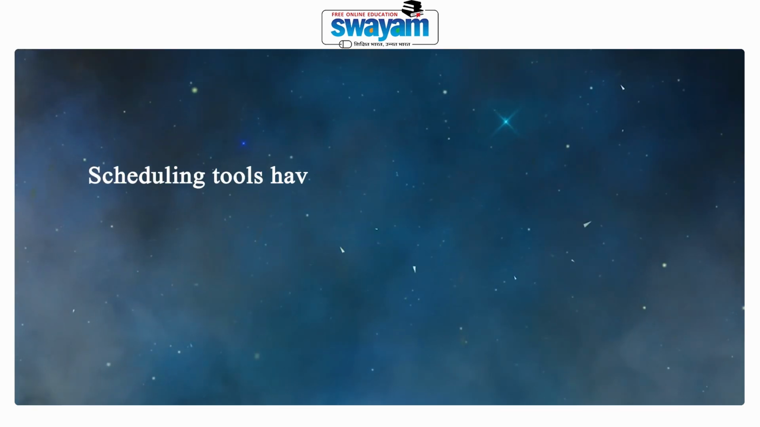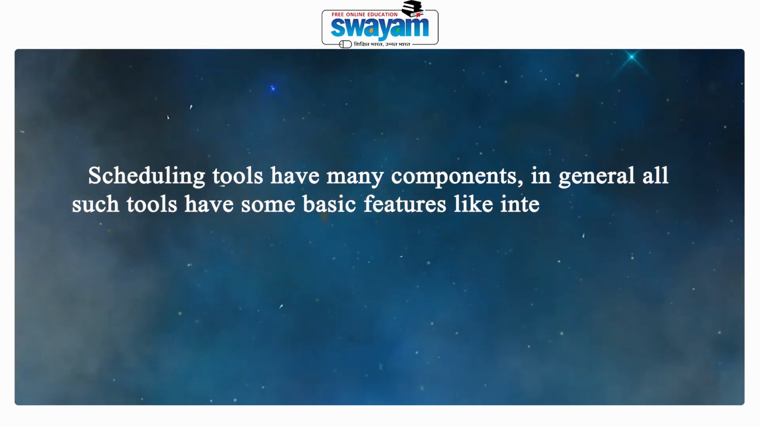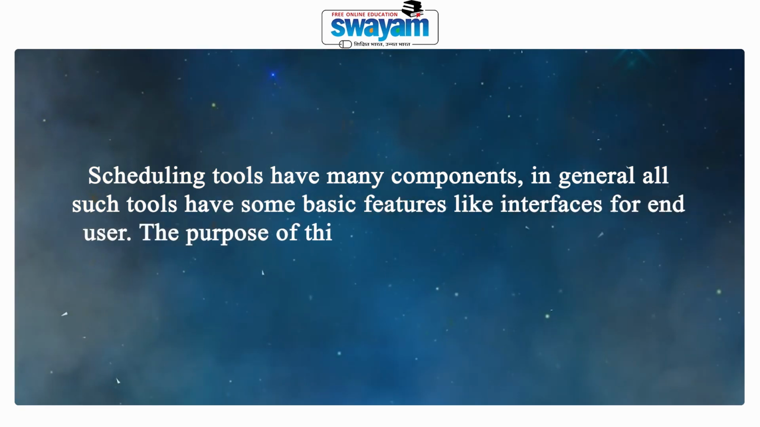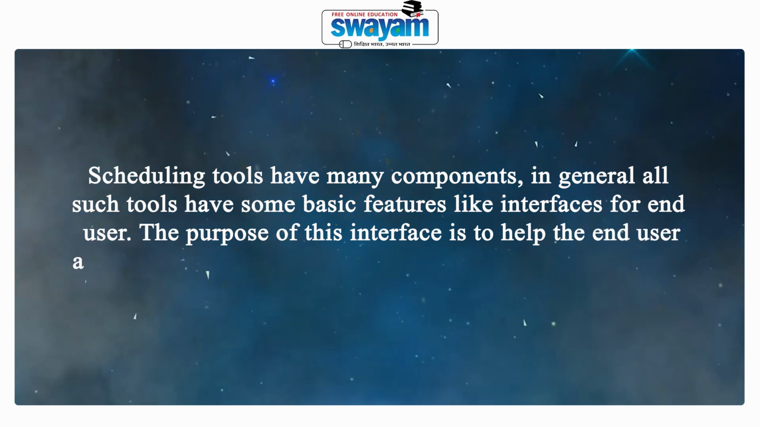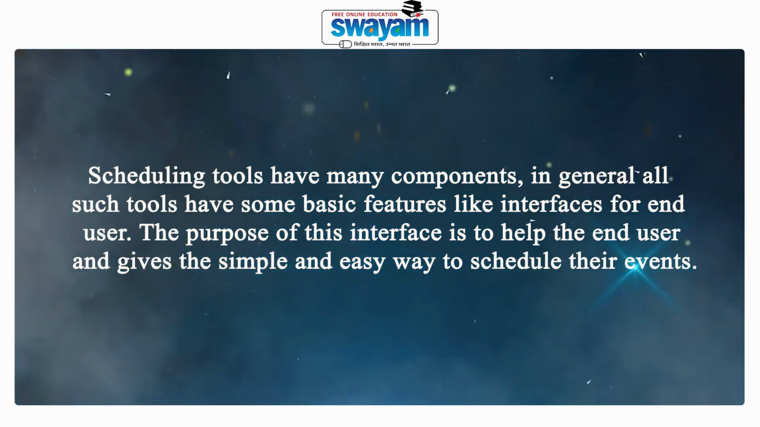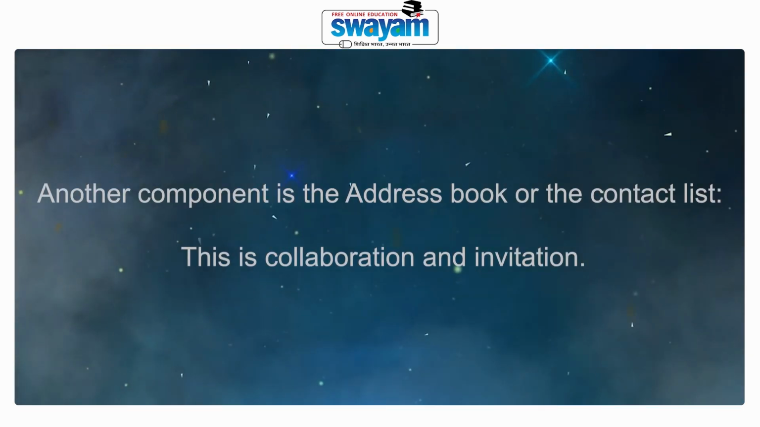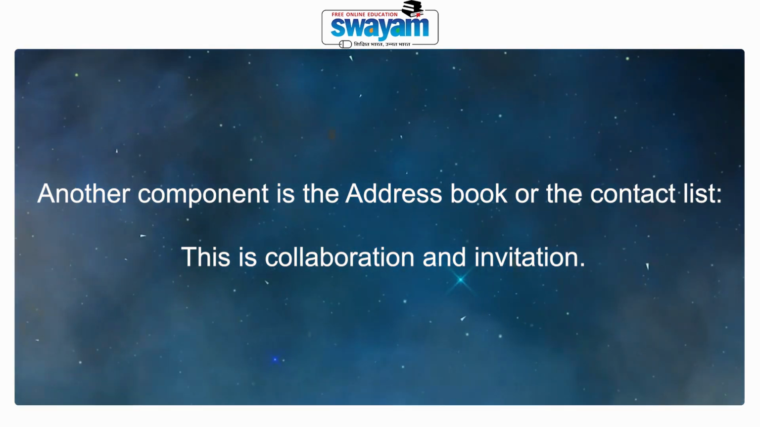Scheduling tools have many components. In general, all such tools have some basic features, like interfaces for end users. The purpose of this interface is to help the end user and give a simple and easy way to schedule their events. Another component is the address book or the contact list.